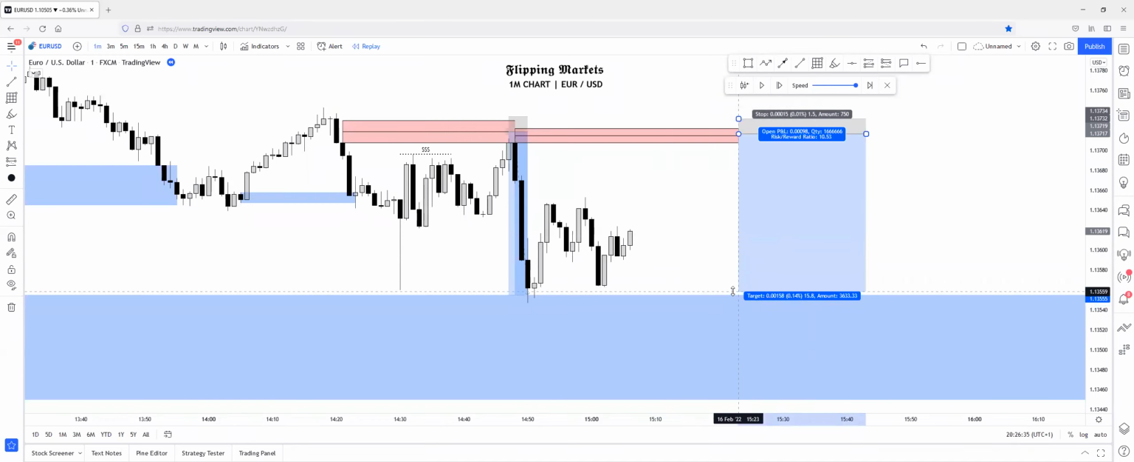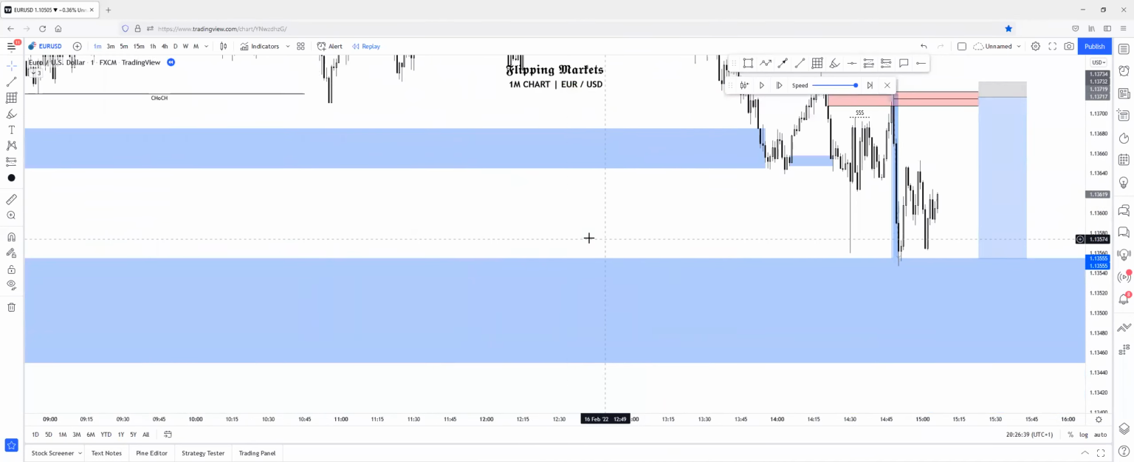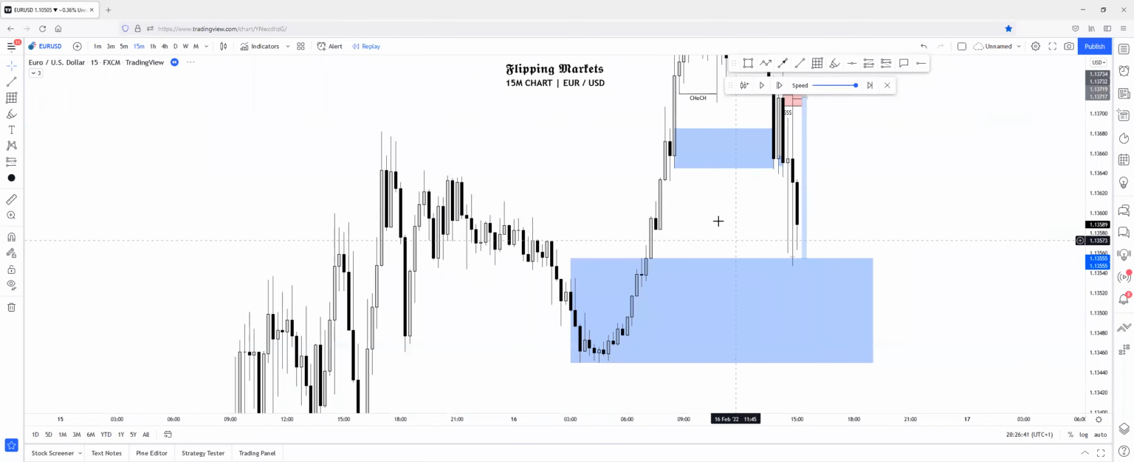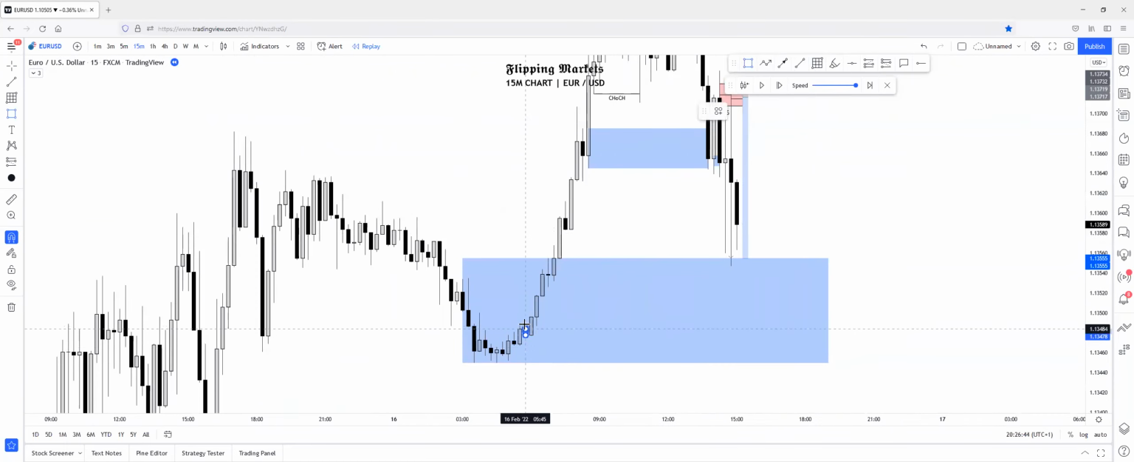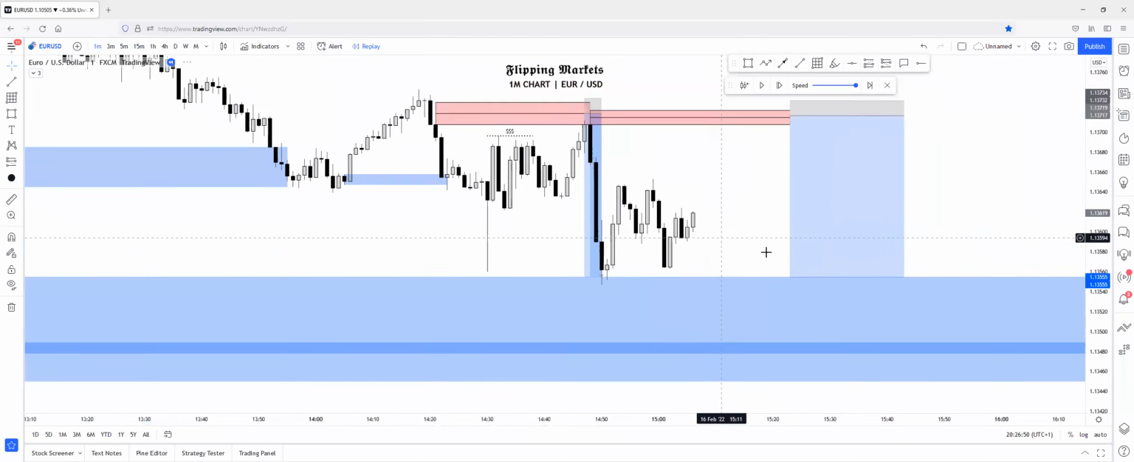So the target could be the 4-hour zone again for a 1-to-10 risk-reward ratio, or some deeper 50-minute demand region here. This is an inside bar. This could be our next initial target point. I'll just mark it out, switch back to the 1-minute chart, and let's see how it plays out.